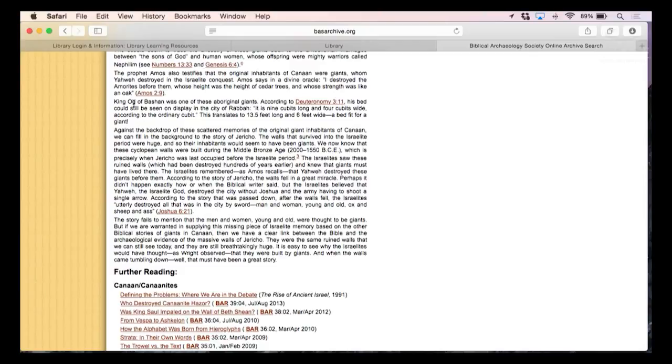Here's something interesting. King Og of Bashan was one of these aboriginal giants. According to Deuteronomy 3:11, his bed could still be seen on display in the city of Rabbah. It is 9 cubits long and 4 cubits wide, according to the ordinary cubit. Well, what's a cubit? Well, thank you very much, author. He tells us this translates to 13.5 feet long and 6 feet wide, a bed fit for a giant. Against this background of these scattered memories of the original giant inhabitants of Canaan, we can fill in the background of the story of Jericho.